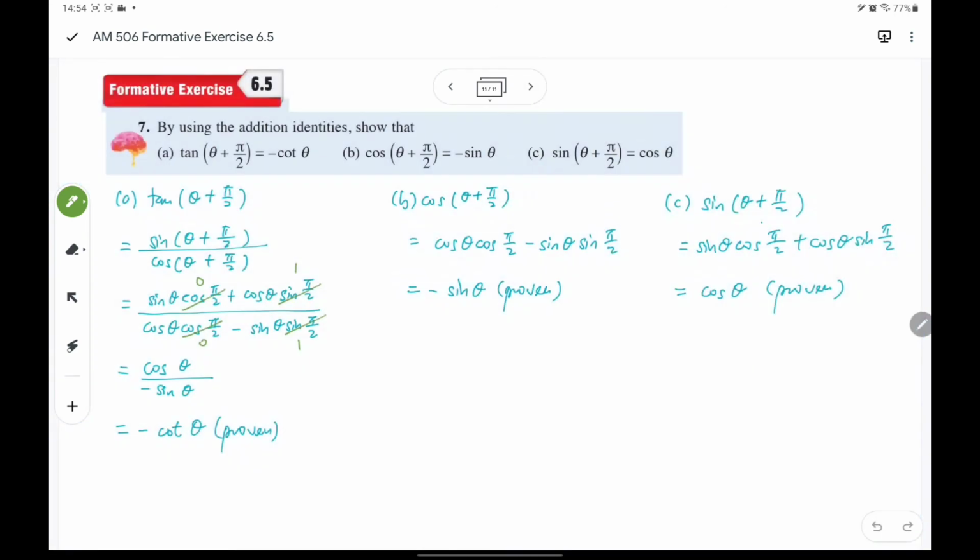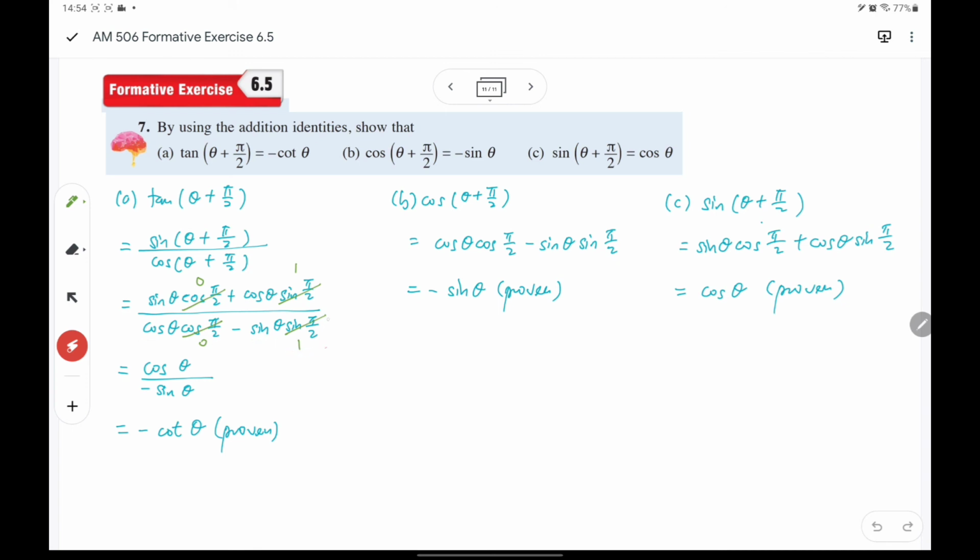Next, number 7. By using the addition identities, show that tangent theta plus pi over 2 is negative cotangent theta. So, for tangent theta plus pi over 2, we expand it with sine theta plus pi over 2 over cosine theta plus pi over 2, so that we can expand the addition formula for sine. We have sine theta cosine pi over 2 plus cosine theta sine pi over 2, over cos theta plus pi over 2 with the expansion becoming cos theta cos pi over 2 minus sine theta sine pi over 2.